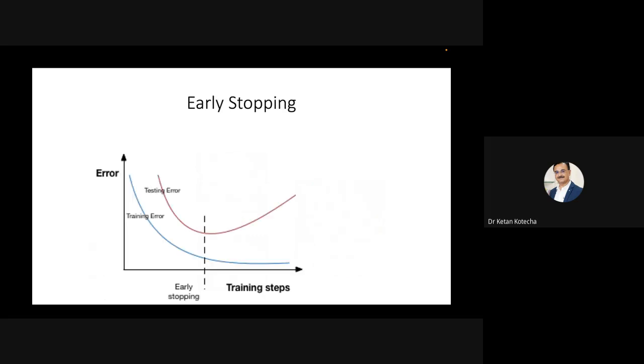And the second last method is early stopping, whereby you always measure and plot, while you're training the model, your training error and testing error. And once the testing error starts shooting up and is not going down, at that particular point, which is the dotted line here, you stop the training. That's also one of the ways. It's not a great way, but sometimes it works.